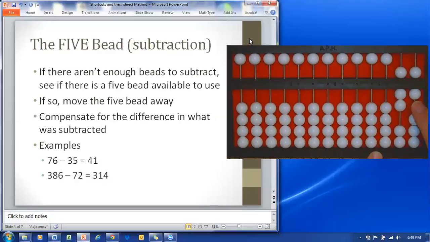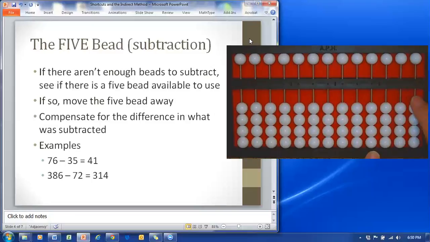So in this case, I want to subtract 3 10s, but I only have 2 10s below the counting bar. So we'll go ahead and subtract 5 10s up above it, but since I was only supposed to subtract 3, I'm going to return 2 more below it. In the ones column, I'm supposed to subtract 5, so we'll go ahead and subtract that 5 bead for an answer of 41.